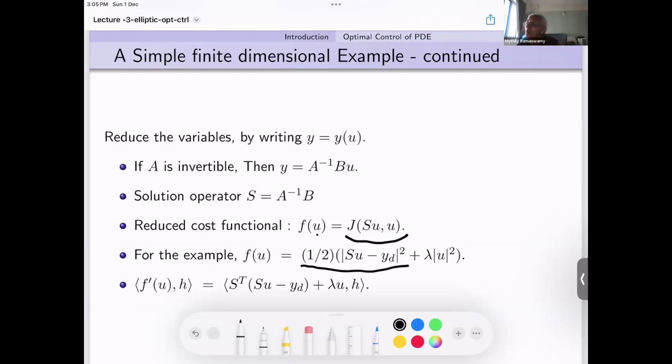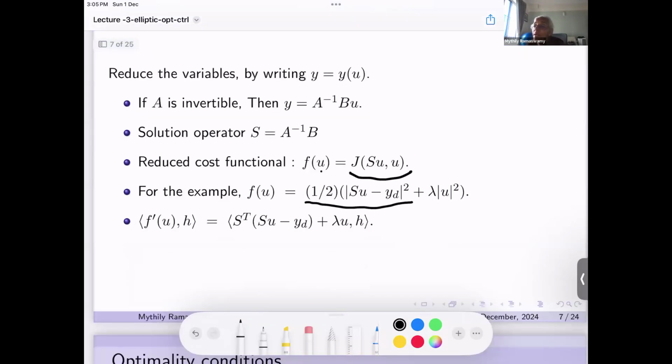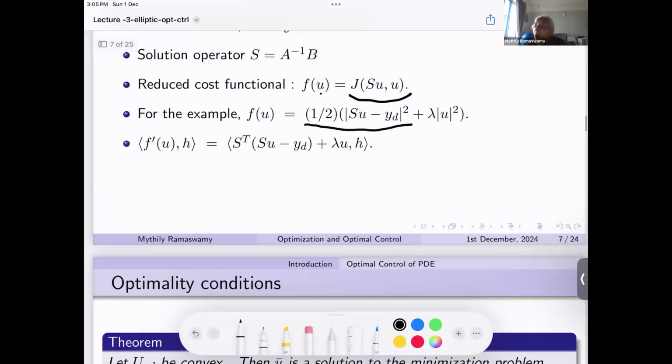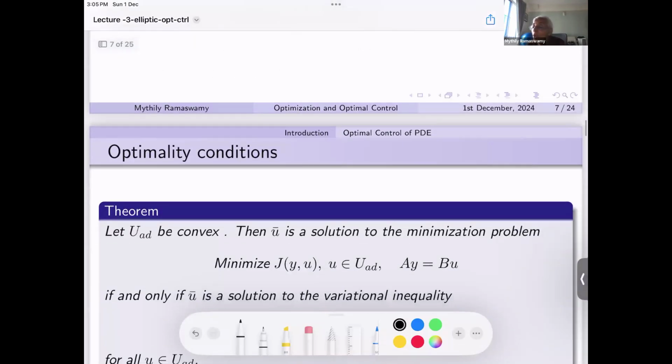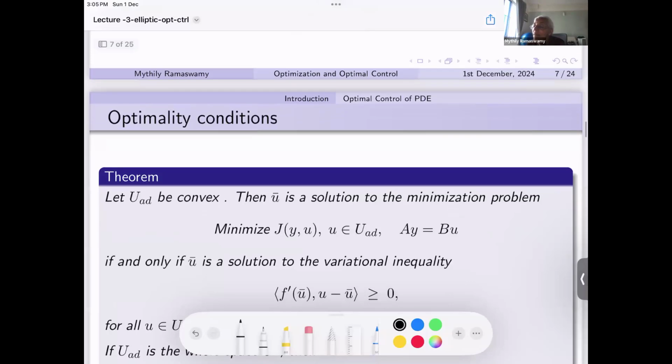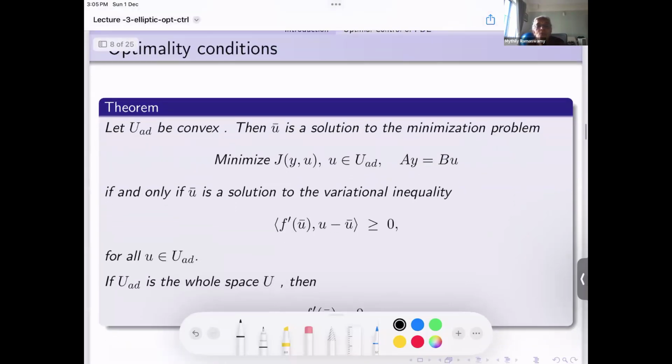Now we can write down our theorem, the optimality condition, very easily. Let us say U_ad, the admissible controls, is a convex set, and u bar is the solution to the minimization problem. Then f'(u bar), u - u bar is greater than or equal to 0. This becomes a variational inequality if U_ad is a convex subset. Otherwise, if it is the whole space, then f'(u bar) becomes 0. So it is the interesting case.